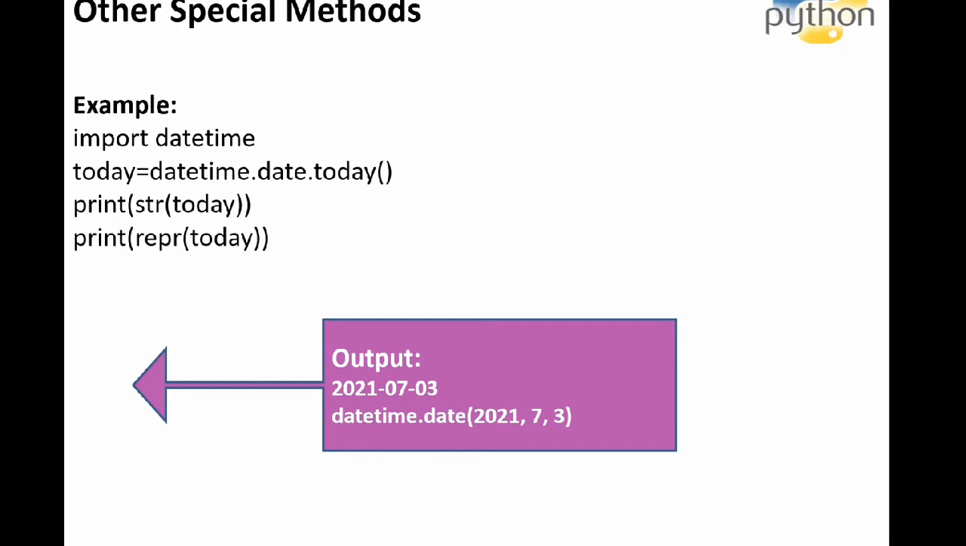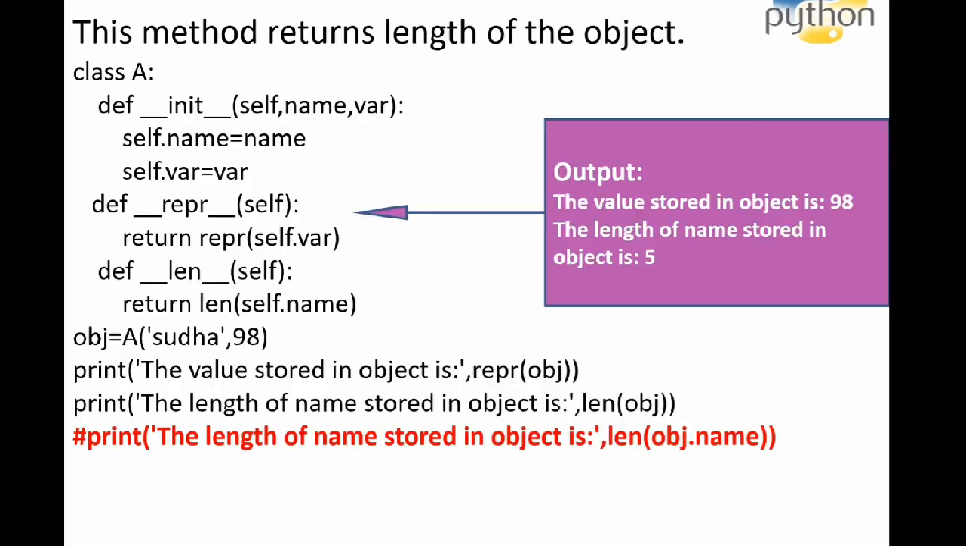So the next is the len method. The length method is used to print the length of the object. Let us see how this is possible in a program. Now this is a class A. I'm having three methods over here. The first one is the init method, which is used for initialization. Next I have repr, which is used to represent the object in printable format. And then I have len, which will actually print the length of the object. Okay, so here I said Sudha and 98. Sudha will go into name and 98 will go into var, and they both are initialized. Okay, fine.